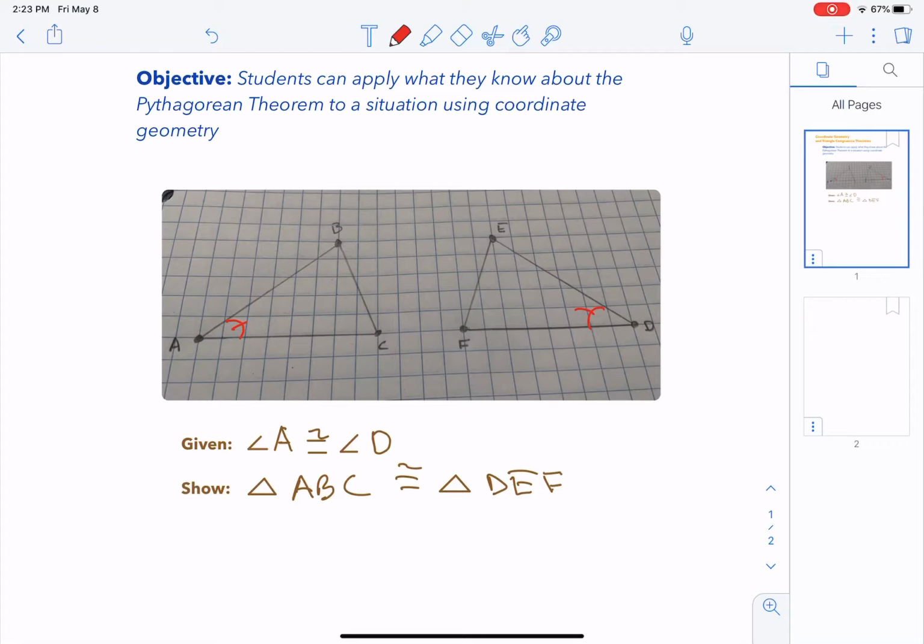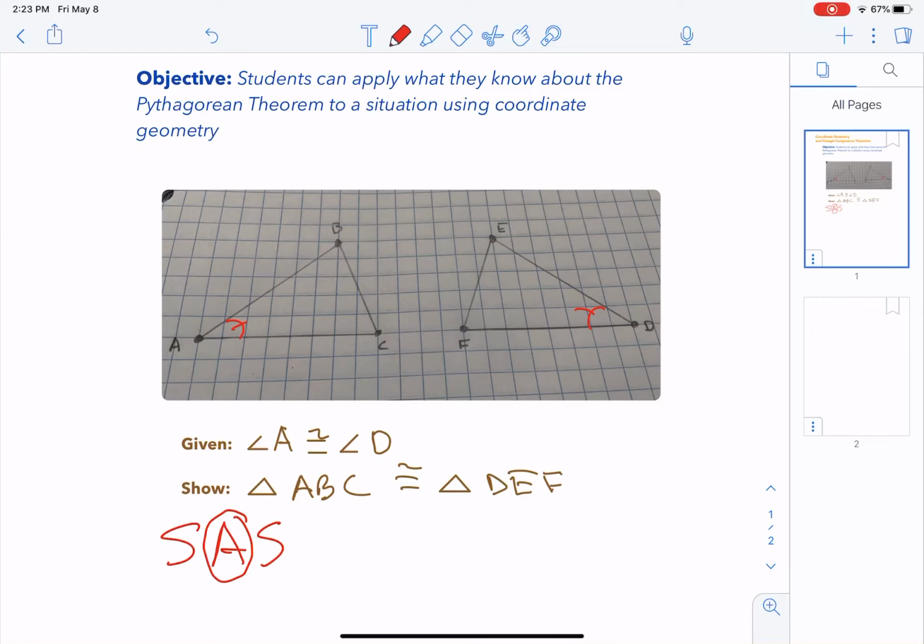Now we have a whole bunch of ways to do this. We could use side, side, side if we wanted. We could use some other methods too, but I don't quite want to do side, side, side because I have an angle here already. So let's work maybe just as something to consider with side, angle, side. And we already have our angle here. Angle A is congruent to angle D.